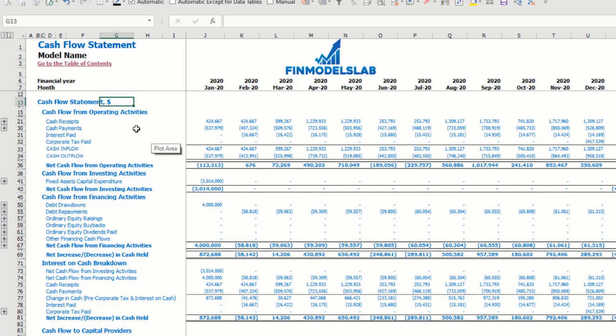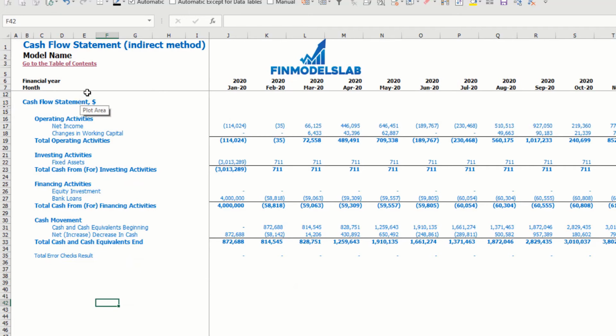On the cash flow statement, you may see your cash flow broken down by cash flow from operating activities, cash flow from investing activities, and cash flow from financing activities. The same information you may see on the cash flow statement in indirect method, operating, investing, and financing activities, but in more collapsed form. Just easier to see the information here.